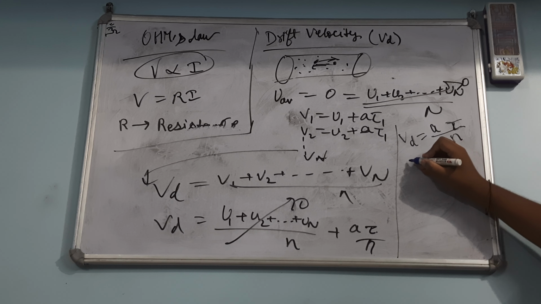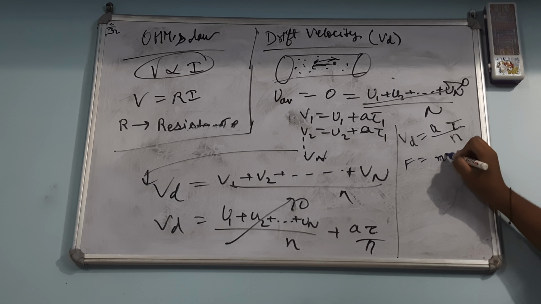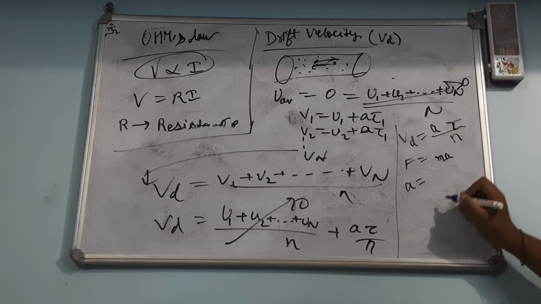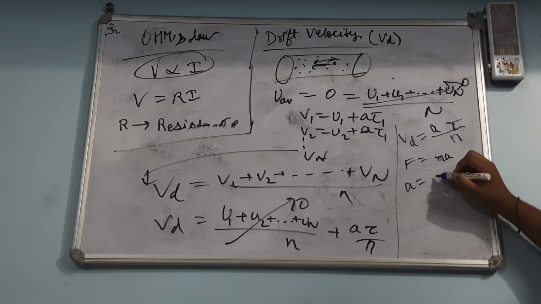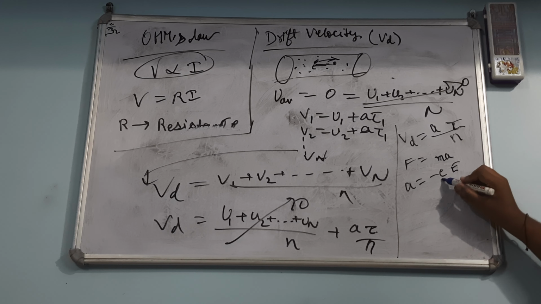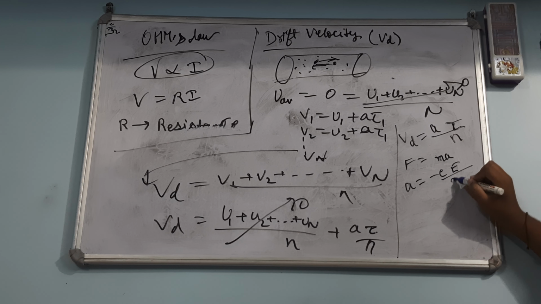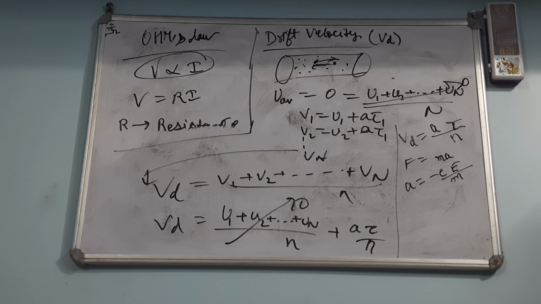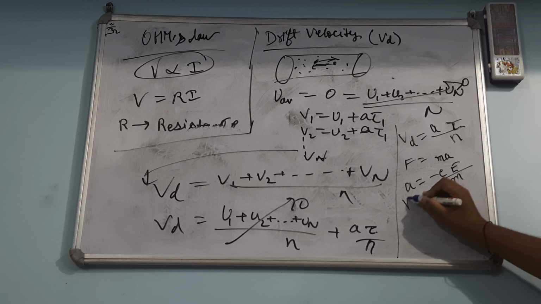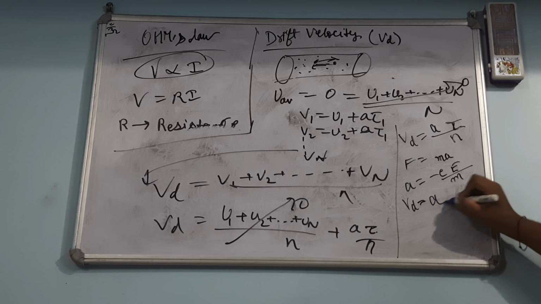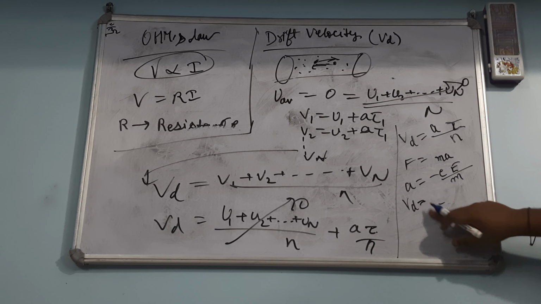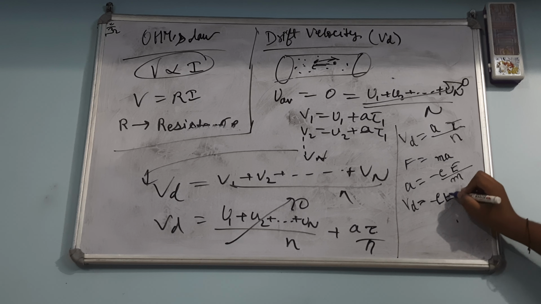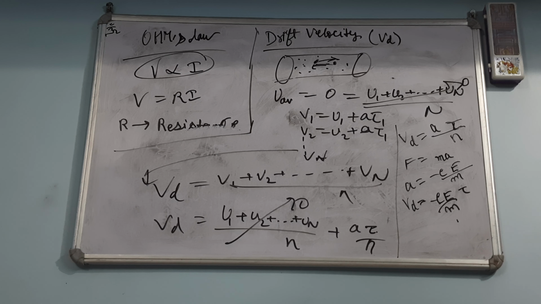As we know, force is equal to mass into acceleration. So acceleration is equal to the electric force upon mass m. Electric force is q into E, here minus eE, so acceleration is minus eE by m. So Vd is finally minus eE by m into tau. So this is drift velocity.